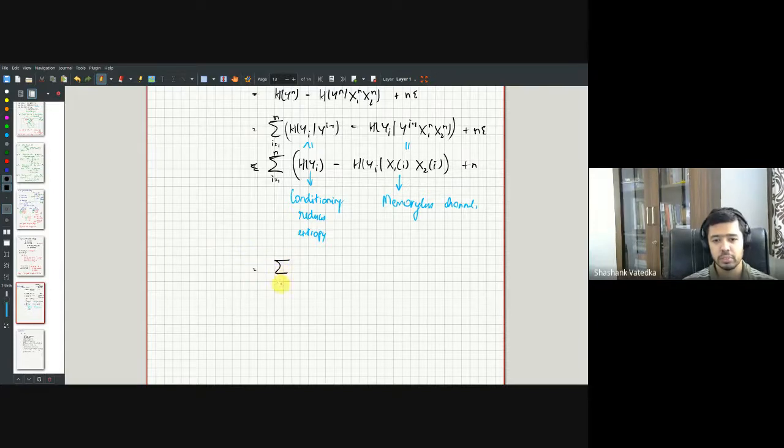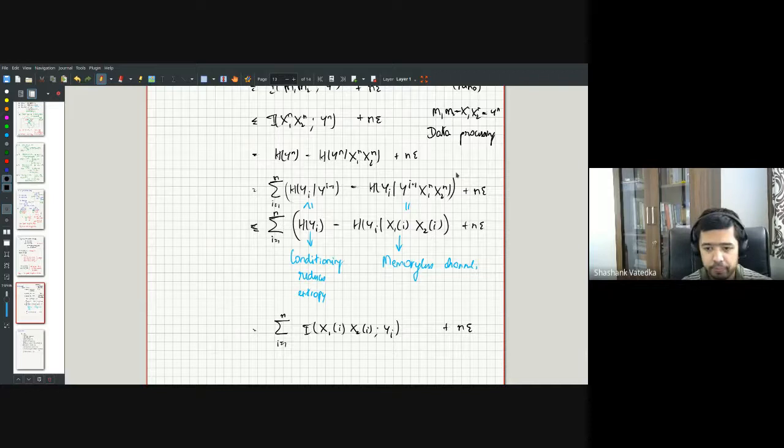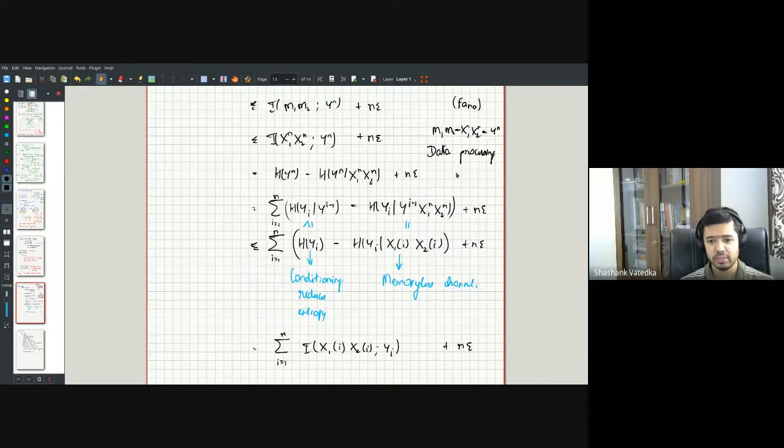So it is the summation over all i going from 1 through n of the mutual information between X1i, X2i, and Yi, plus some n times epsilon. So this is a key step.